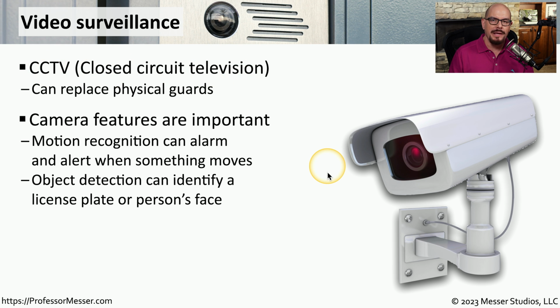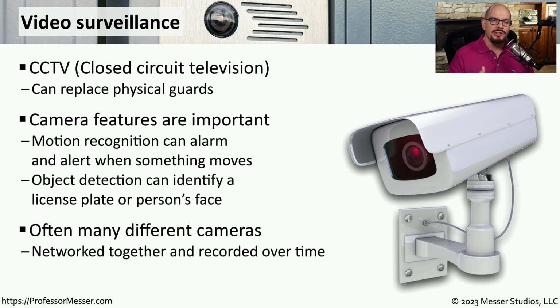These cameras are becoming increasingly more intelligent, so they have things built in such as motion detection, so they can alarm or alert you if someone happens to walk through an area, and in some cases can provide very detailed object detection and be able to read someone's face or be able to read the license tag on a vehicle. Most organizations will have multiple cameras. These are all networked together and will send all of their video back to one single storage point so that you're able to record this information from every camera over time.